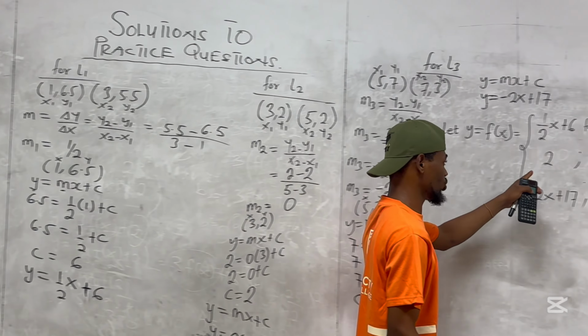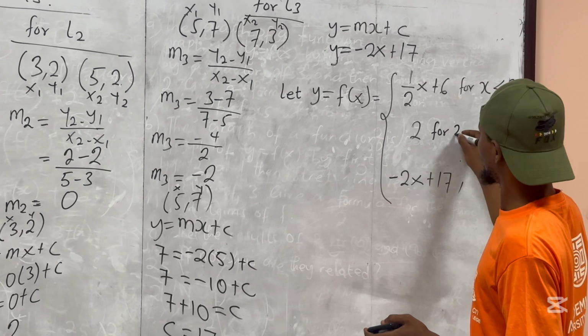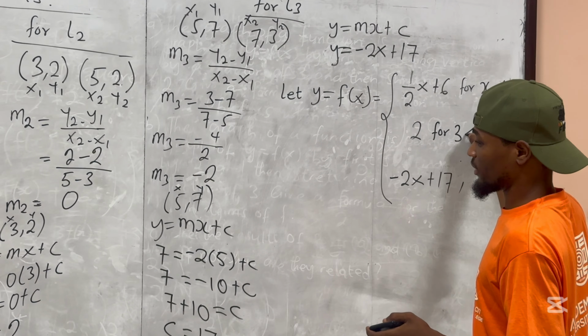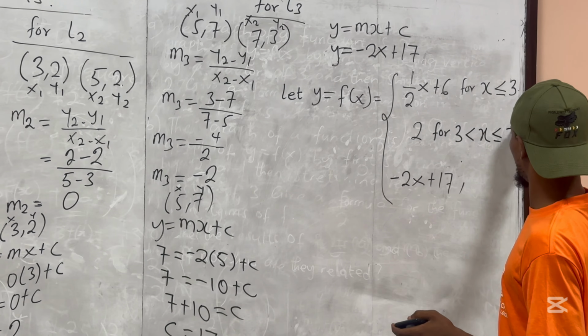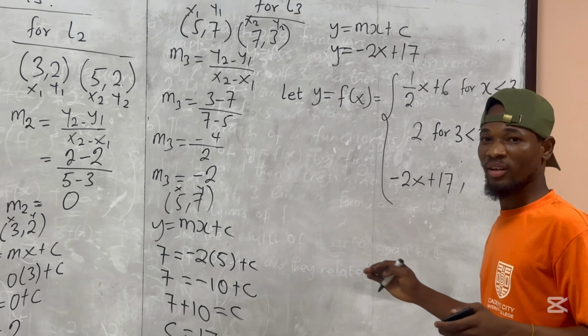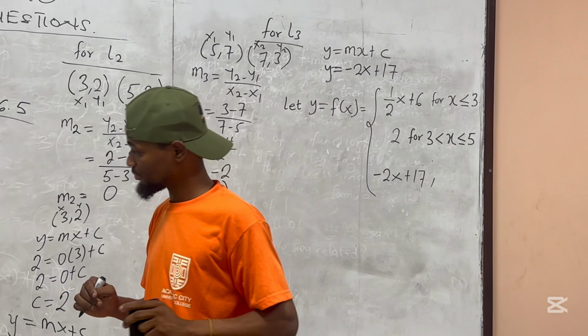So you have 3 less than x less than or equal to 5. And the last one, step by step.